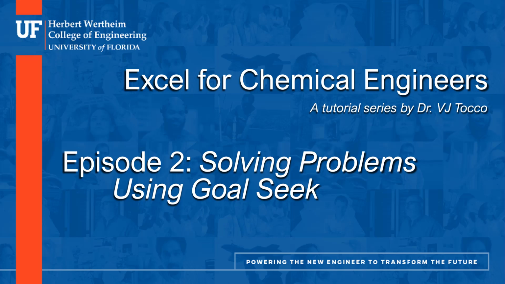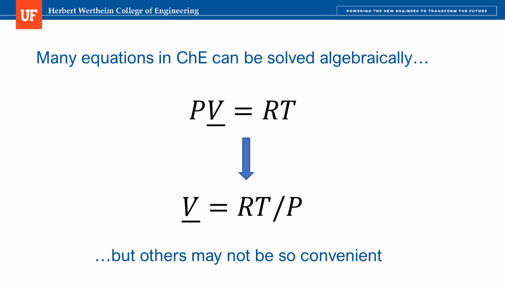Episode 2, Solving Problems Using Goal-Seek. Most equations that you'll encounter as a chemical engineer can be solved algebraically. That is, rearranging the equation to isolate the desired variable on one side of the equation. However, there are some equations that you'll see that are not so convenient to solve.